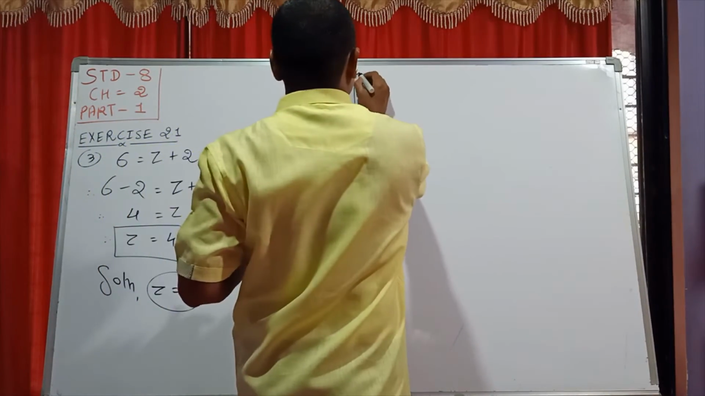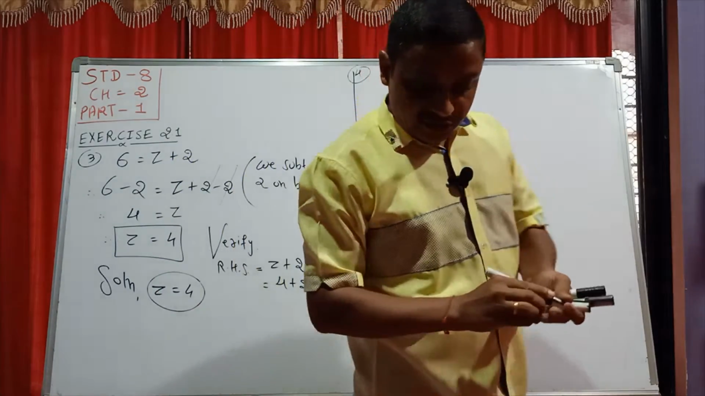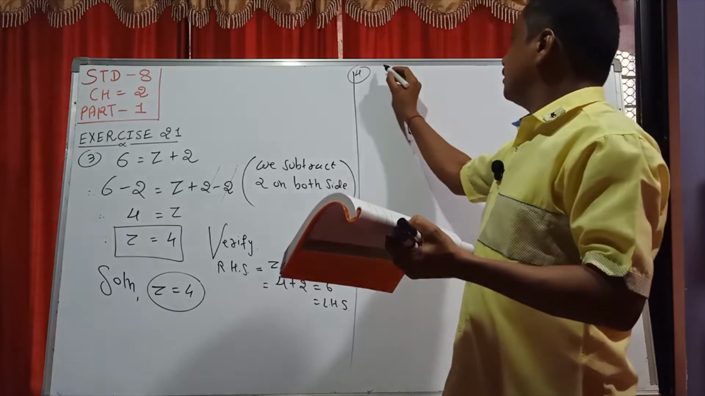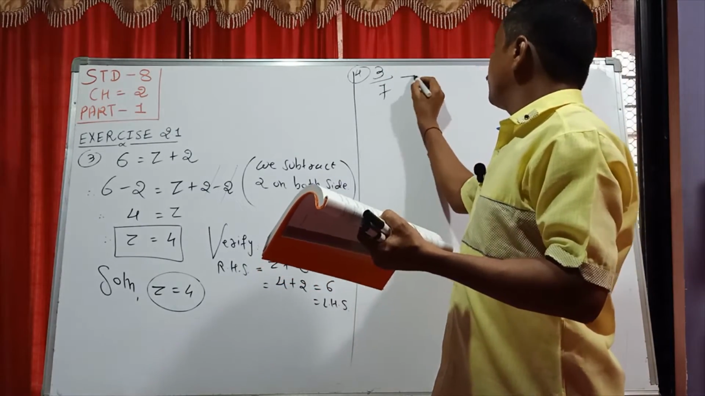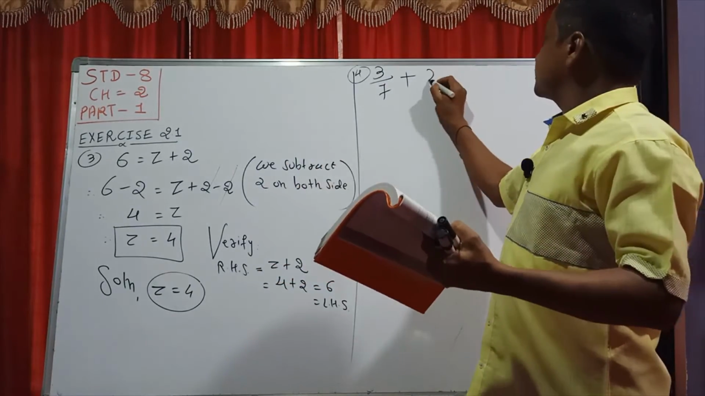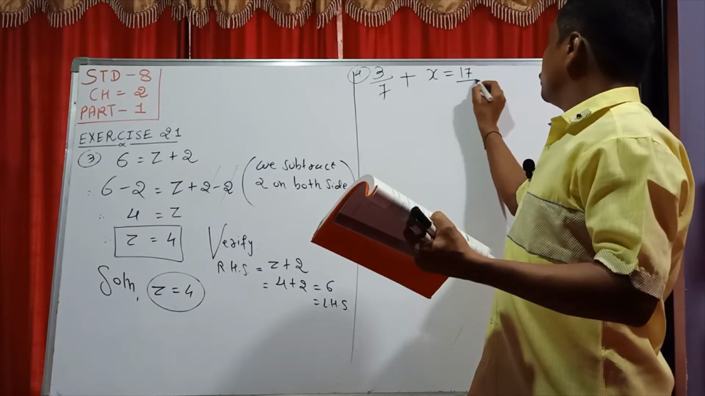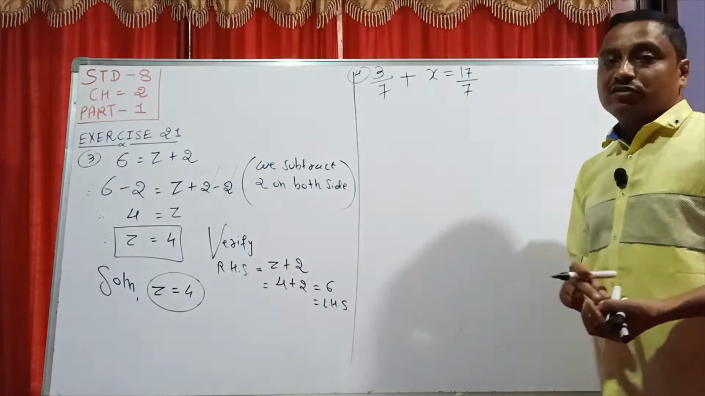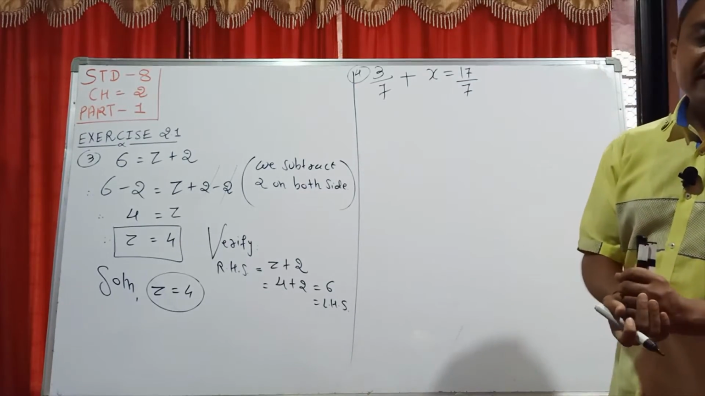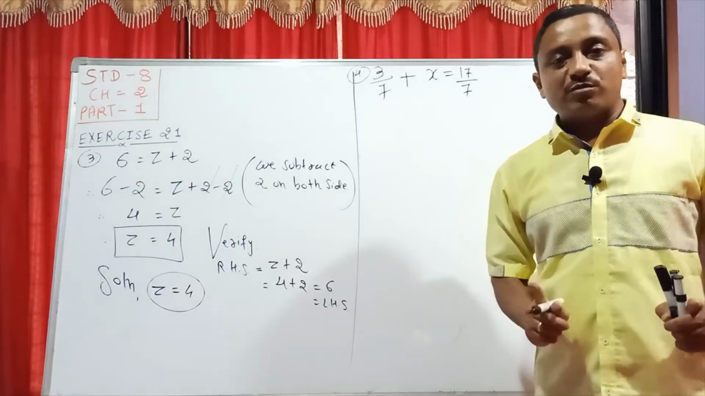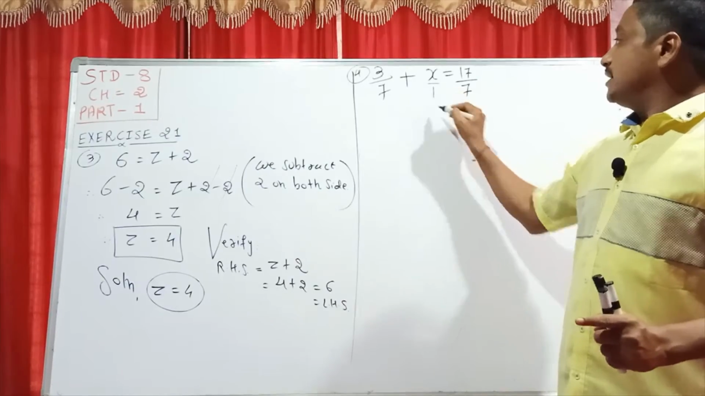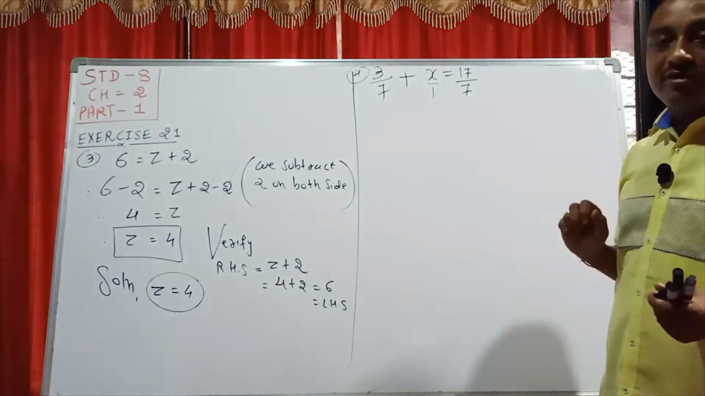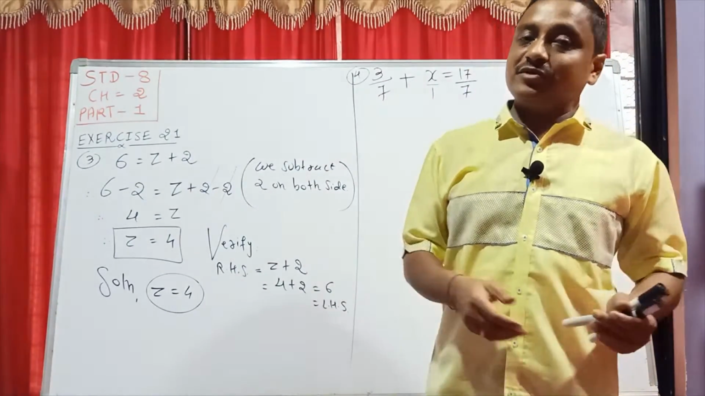Now I go to question number 4. Yes students, the fourth question is also the same as I move ahead. 3 by 7 plus x is equal to 17 by 7. Yes students, this question is given in fractions form. I told you again, whenever fractions form is given, then you take the LCM. But now, what is your LCM? 7, 1 and 7? Yes, LCM is 7.